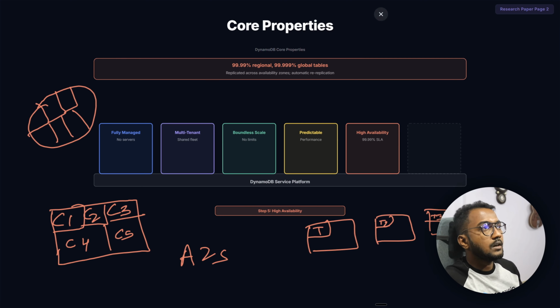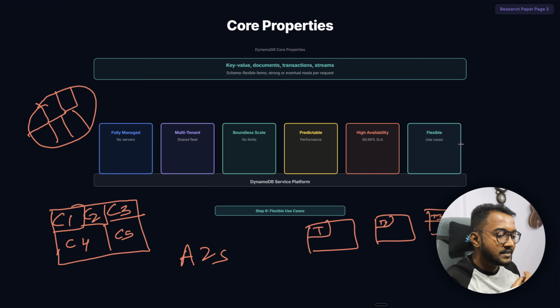Let's talk about the next core property, which is flexibility. This flexibility is a little bit interesting to understand, because in DynamoDB, the tables have no fixed schema at all. Each item can hold any number of attributes, and you can treat the table as key-value or as documents. On a read, the caller chooses whether they want strong consistency or eventual consistency. If you know about consistency, or you don't, I don't know.